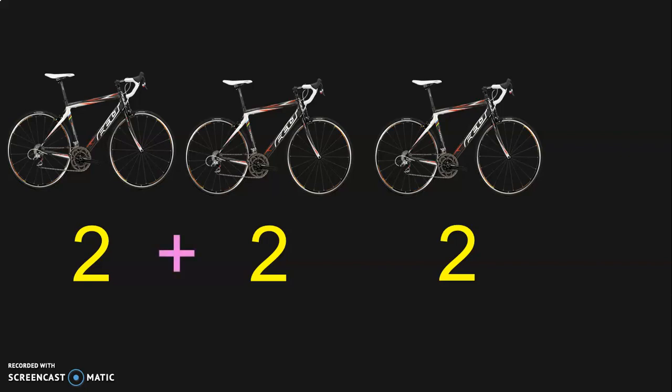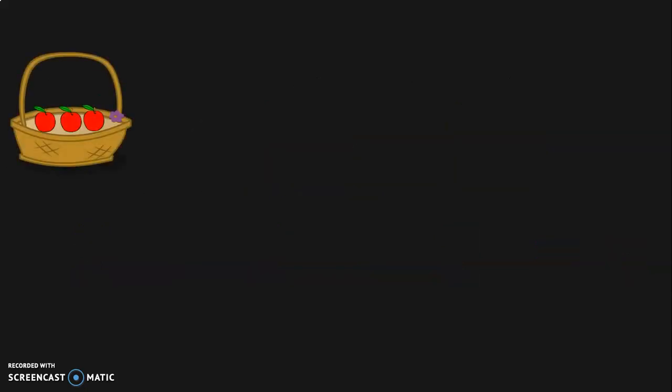How do we find the total number of wheels now? 2 plus 2 plus 2. What is 2 plus 2 plus 2? The answer is 6. So there are 6 wheels in all. 3 bicycles have 6 wheels. Let us see another example.